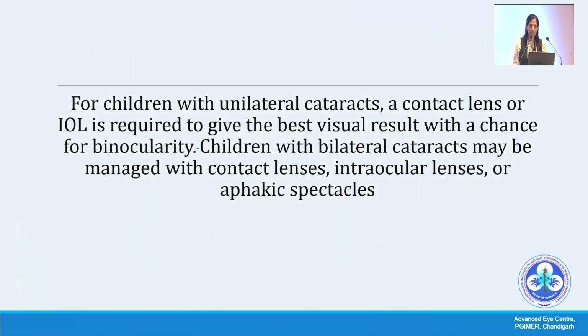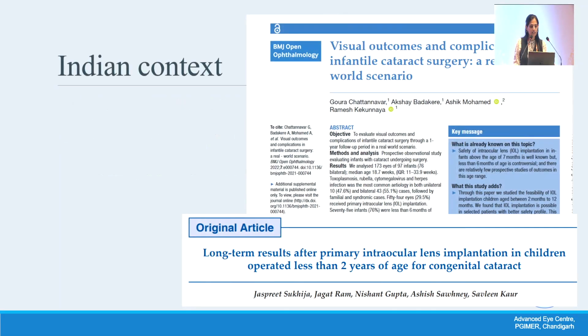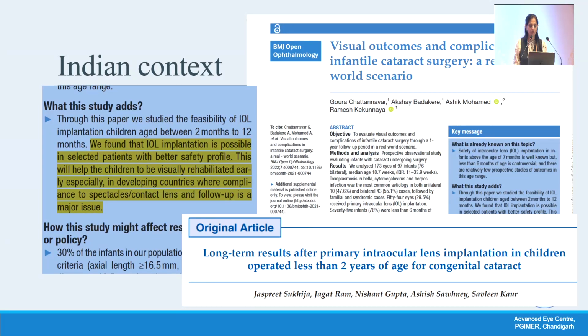And the consensus overall is that for a child with a unilateral cataract, you have to go in for a contact lens or an intraocular lens. It's a better option vis-a-vis a child who has a bilateral cataract. In the Indian context, we have studies by Dr. Jagat Ram where IOLs have been implanted in kids as young as 6 weeks of age, and a particular group of LV Prasad. And we have found that IOL implantation is possible in a select few cases who are less than 6 months, depending on how the compliance with the contact lens will be.